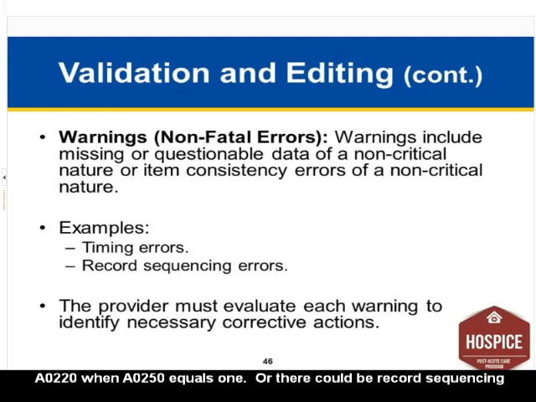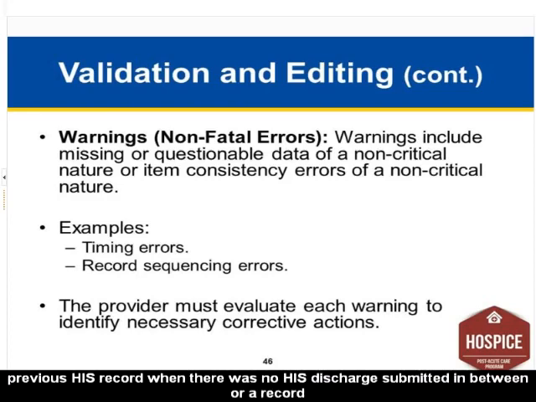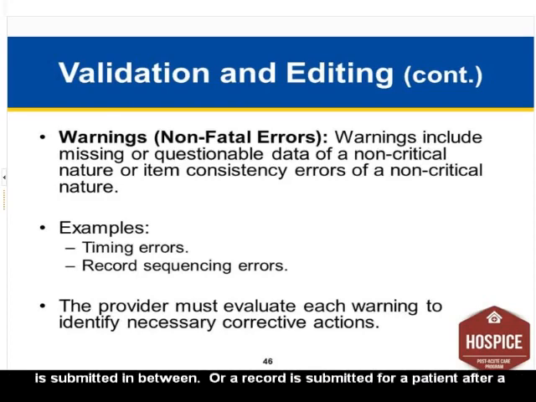Or there could be record sequencing errors. For instance, a HIS admission record is submitted after a previous HIS admission record when there was no HIS discharge record submitted in between. Or a record is submitted for a patient after a HIS discharge record with a reason for discharge equal to expired. All warnings or non-fatal errors are reported to providers on the FVR, and the provider must evaluate each warning to identify necessary corrective actions.